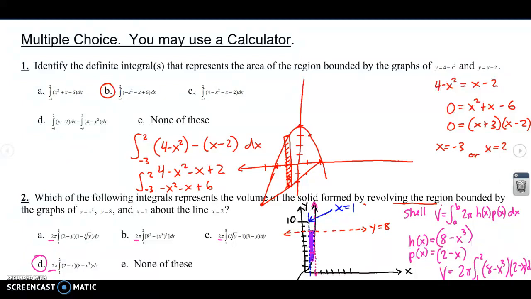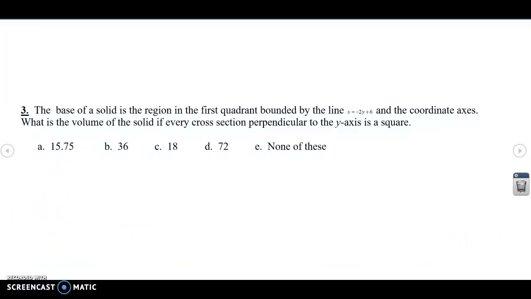Let's go to the next question. Okay, number 3, the base of the solid is the region in the first quadrant bounded by the line x equals 2y plus 6 in the coordinate axes. What is the volume of the solid if every cross-section perpendicular to the y-axis is a square?